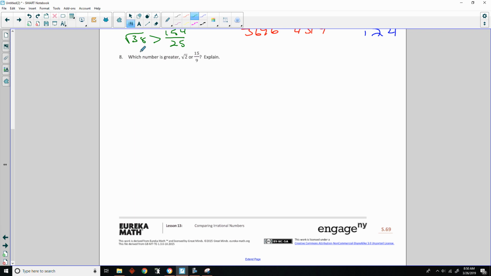So number 8 says, which number is greater, the square root of 2 or 15/9? Of course, I'll do the easier one first. 15 over 9: 9 goes into 15 one time, and that will leave me with 6. 9 times 6 is 54, and it repeats. So it's 1.6 repeating.